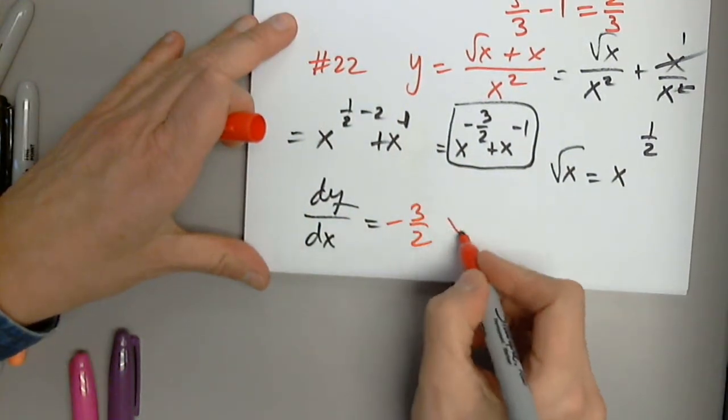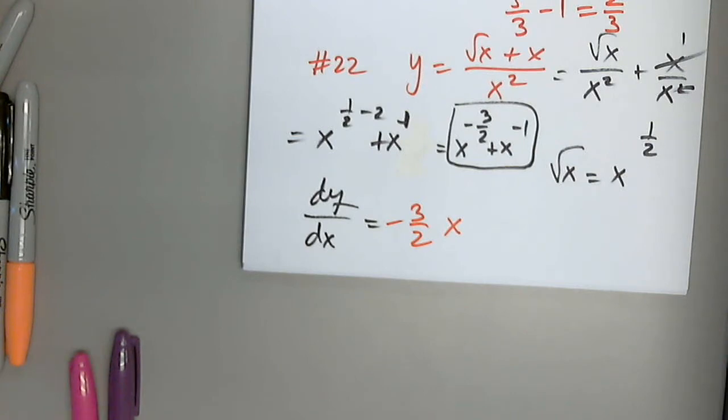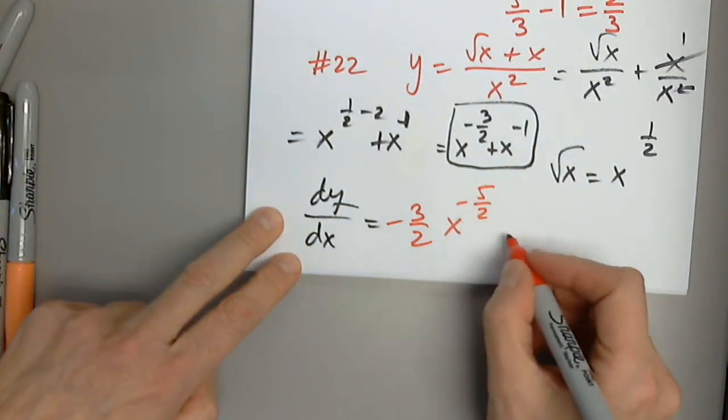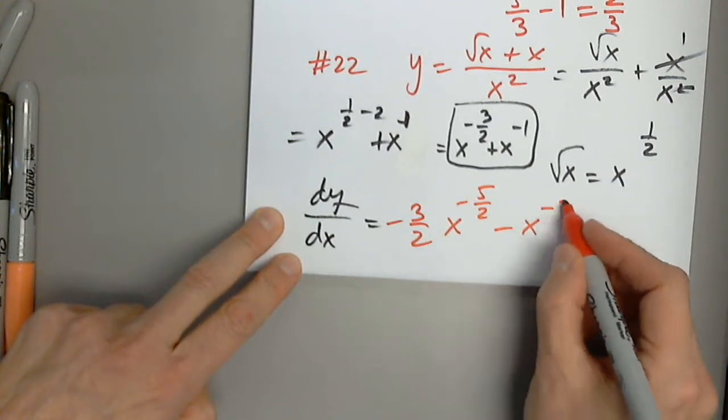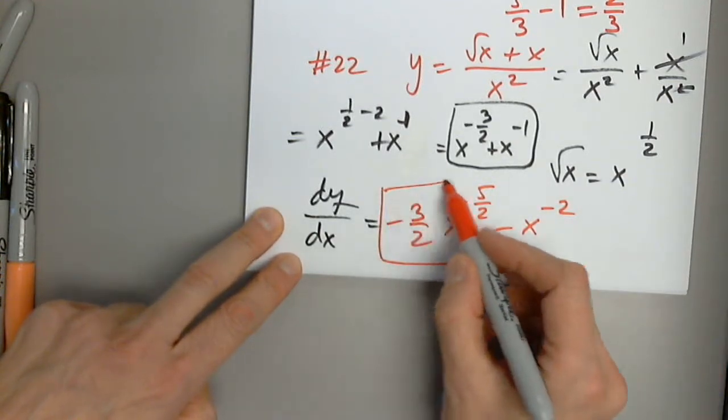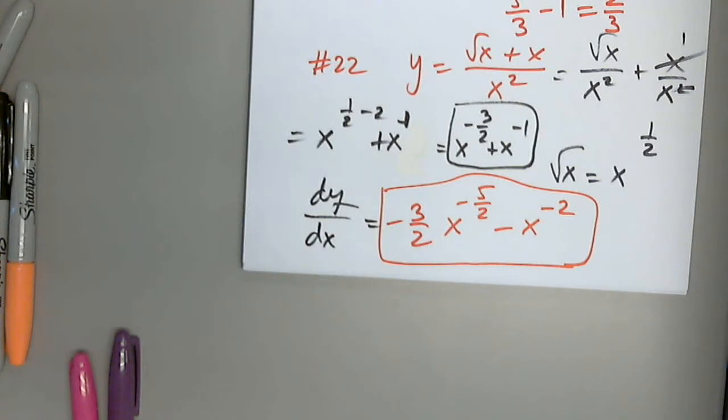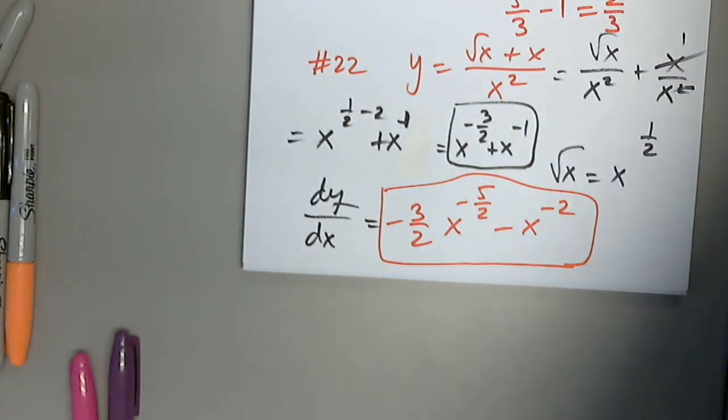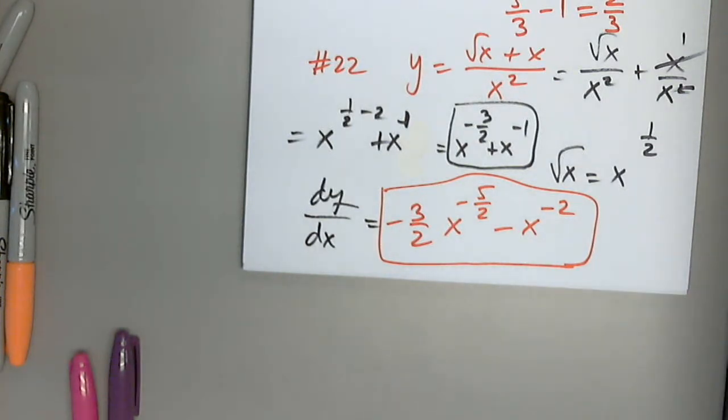So negative 3/2 x to negative 3 over 2 minus 2 over 2, right? Negative 5/2 minus x to negative 2. And you don't need to do anything else to this problem. You can say, are they all going to be that weird? No.